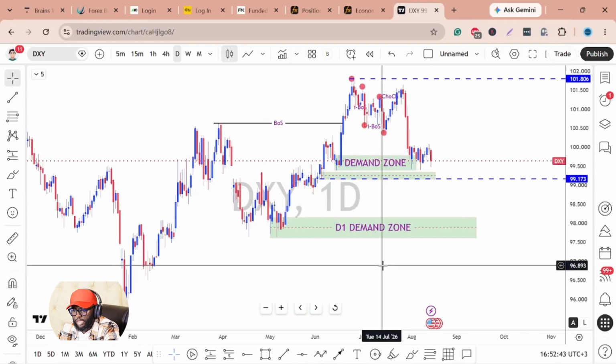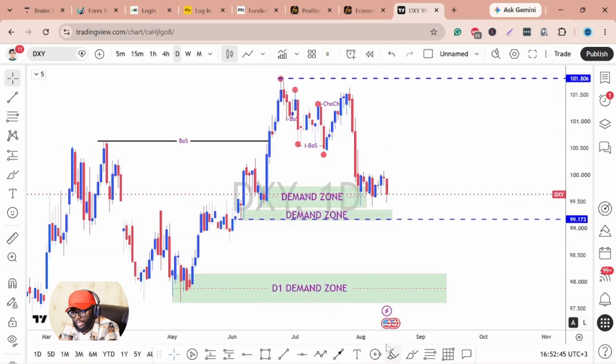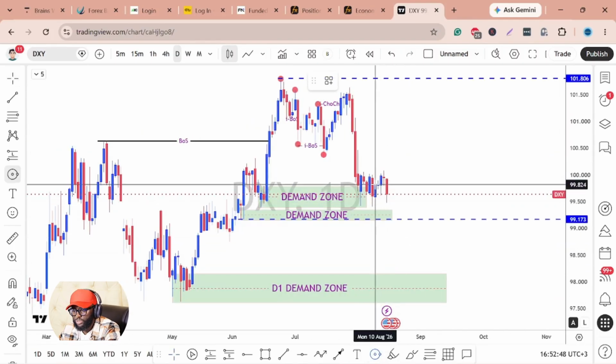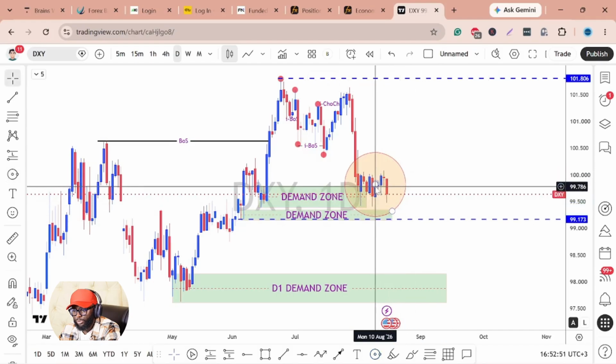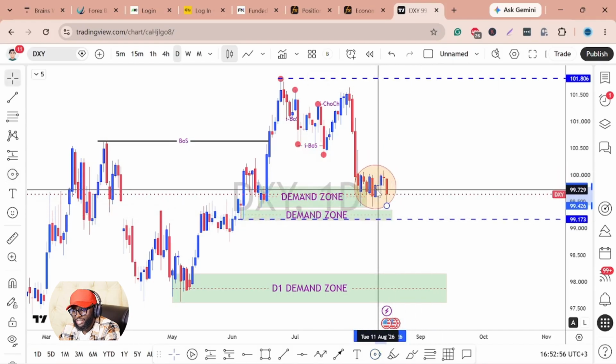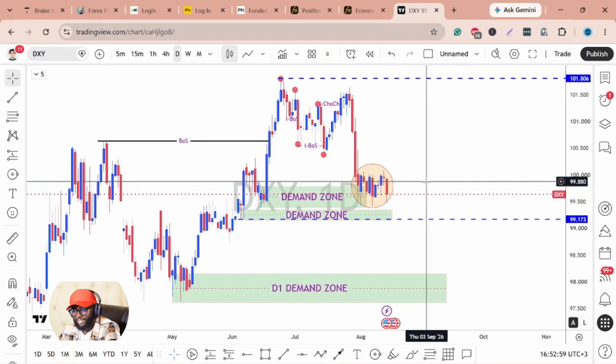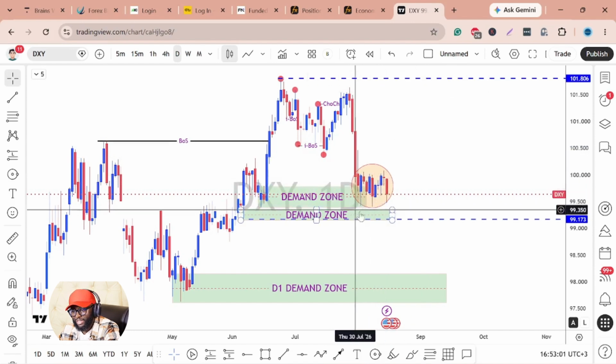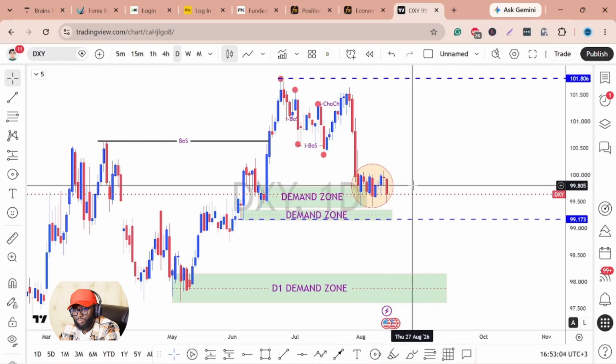Now, for the DXY, it's been a while since we have been sitting on this zone area for a couple of days now. Actually, right now, I'm just tired of the DXY because what it has been doing here is not understandable at all. So I'm of the opinion that you do what you want and then move.